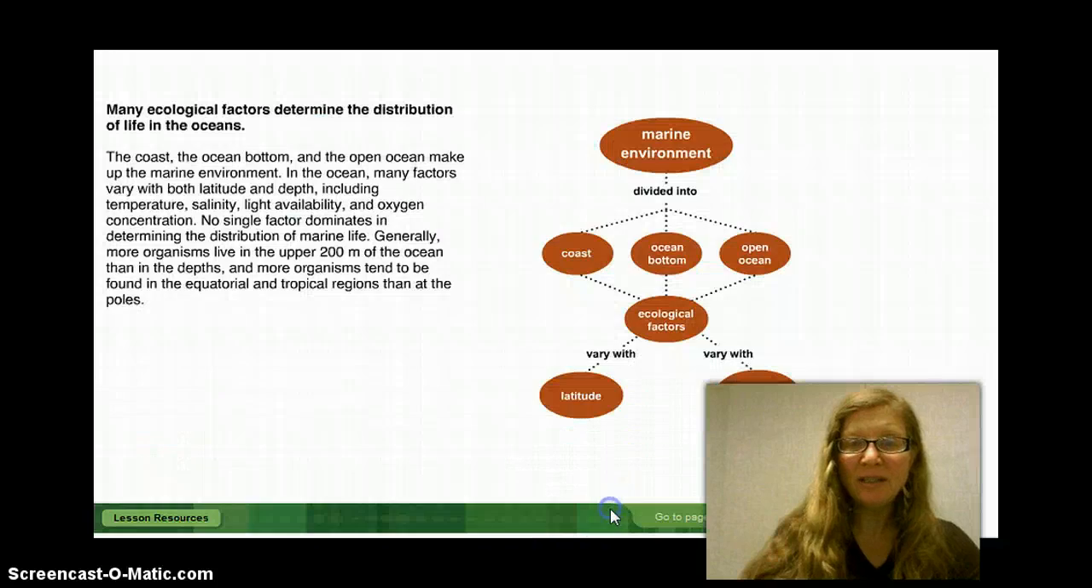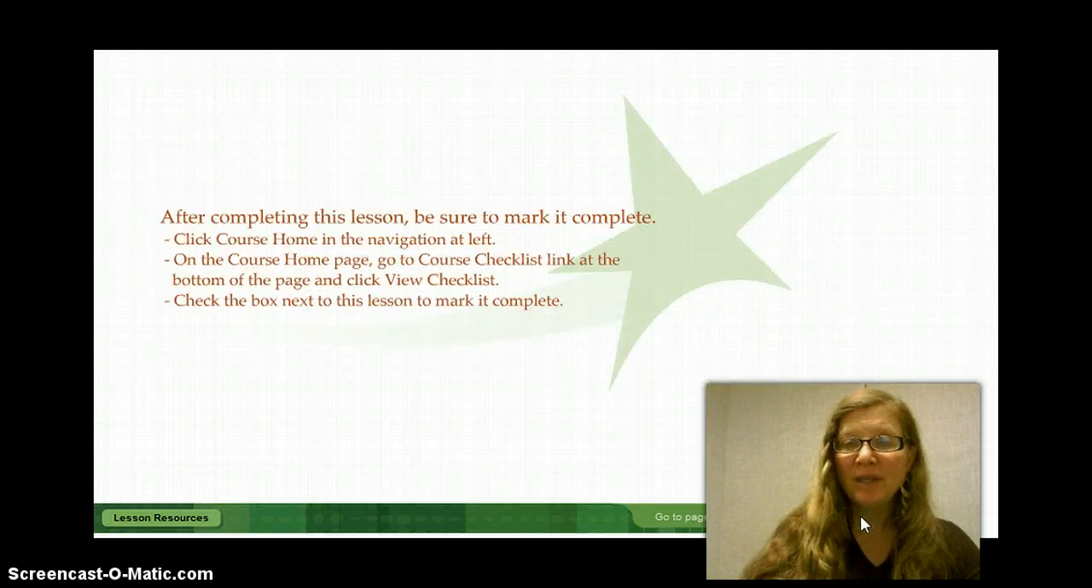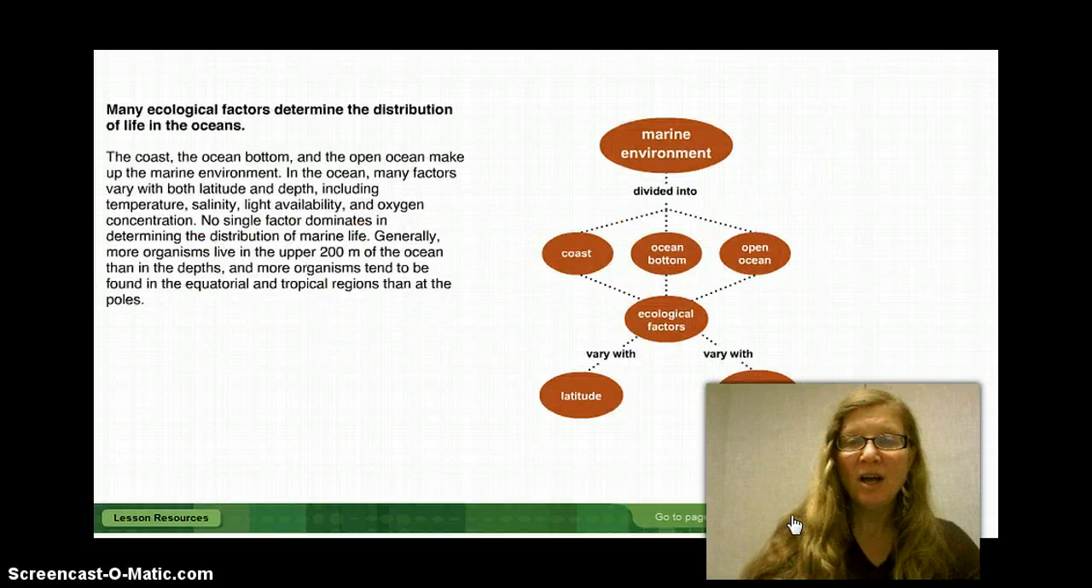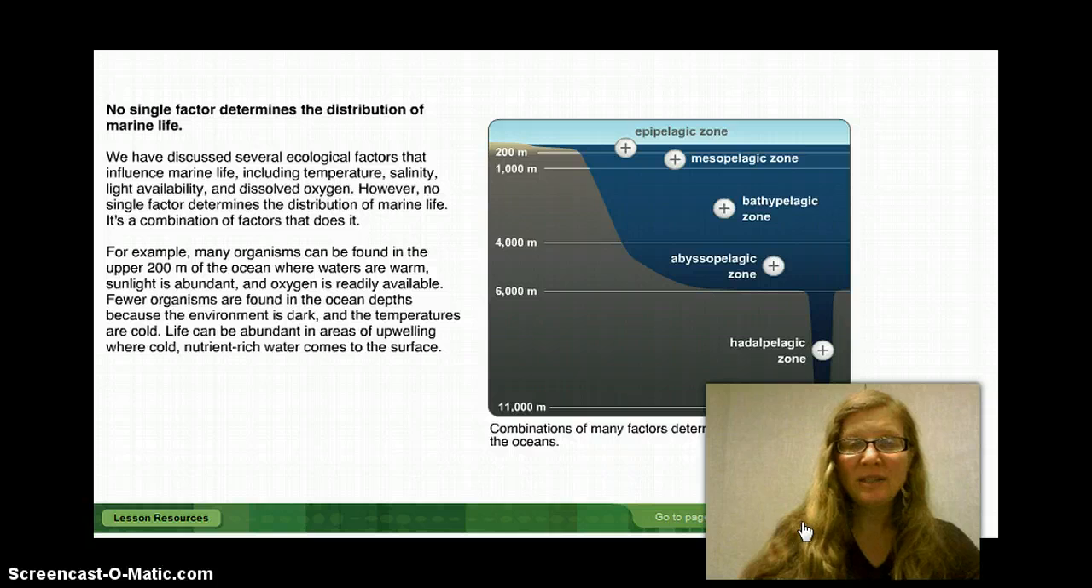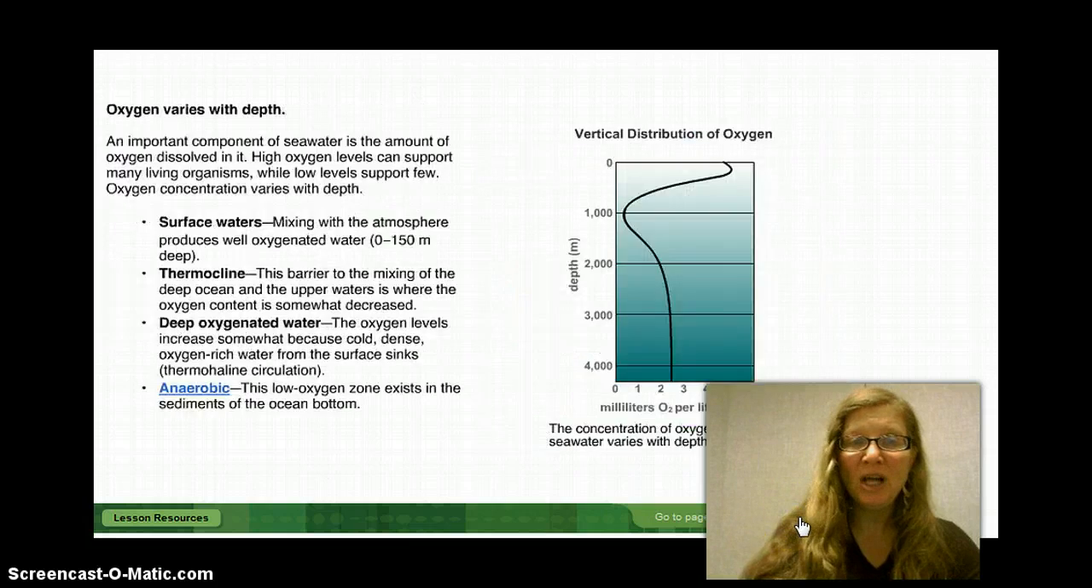And when you're looking at your lesson, your mastery map, and considering the ecological factors that determine the distribution of life in all of our Earth's oceans, you're going to be considering their environment of the zone of coastal, ocean bottom, or open ocean, what ecological factors are included, such as latitude and depth, and what physiological factors are included, such as temperature, salinity, and depth. And again, lastly, there's no single factor that determines the distribution of all this variety of marine life.